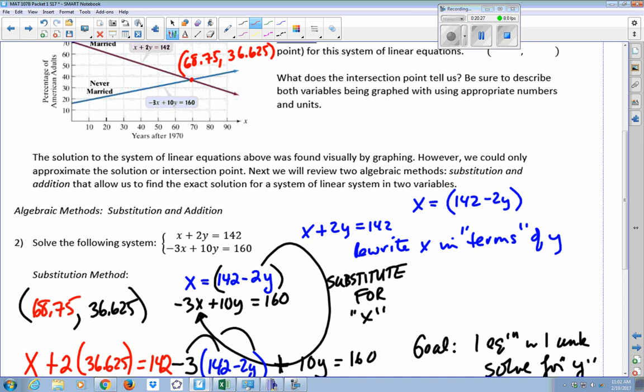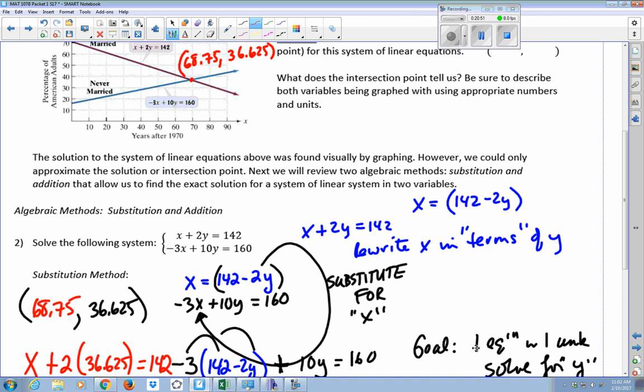Not both, but 36.625% of the population will be married, and 36.625% of the population will be never married. And the rest falls in some other category like divorced or widowed or I don't know what. Okay. Those are just two I can think of off the top of my head.